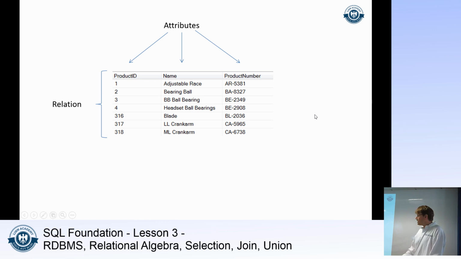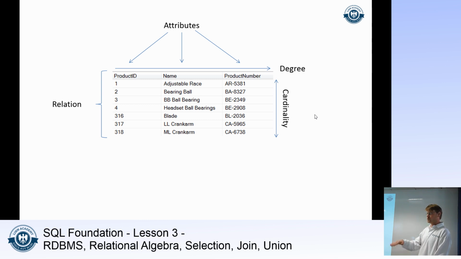That relation itself, which is a table, contains attributes. Attributes we know as columns or data fields. A table, or a relation in our case, has a degree. Degree is the number of attributes that a relation has, so basically the number of columns. And it has cardinality. Cardinality is the number of rows that the relation has. So in this lesson, I'm going to refer to a table as a relation, columns as attributes, the number of columns as degree, and the number of rows as cardinality.